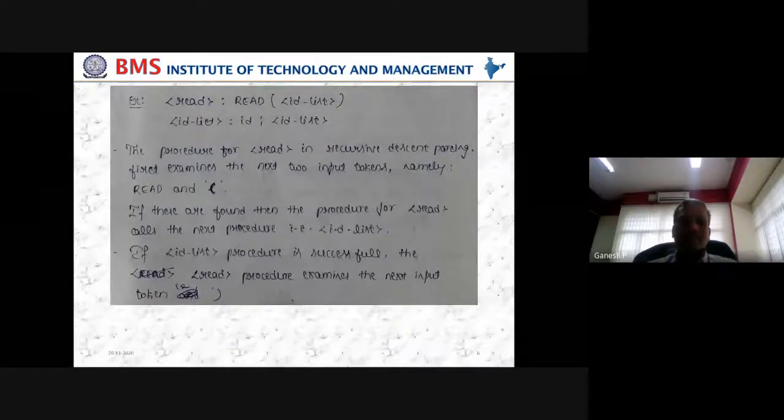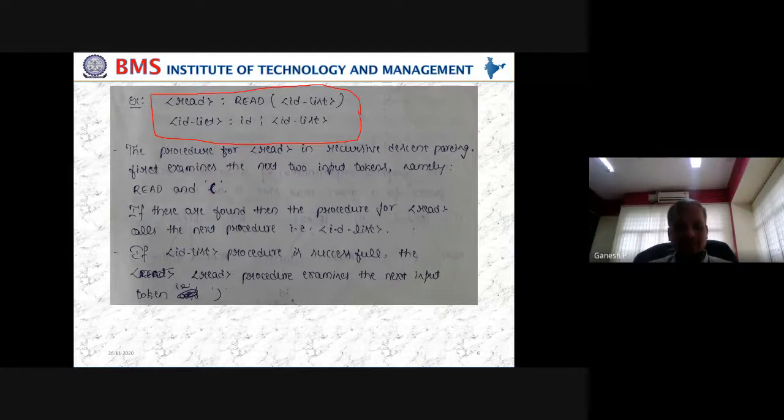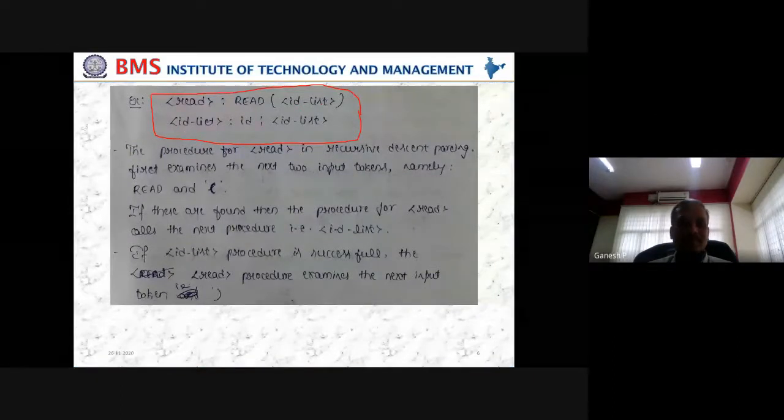Next, to understand how recursive descent parsing gives the syntax analysis, let us consider the good old read statement of the Pascal language. READ is defined as capital READ followed, within parentheses, by <ID list>. Since ID list is in angle brackets, it needs to be further defined. ID list is defined as an ID or an ID list, so it can be recursive in nature as well.